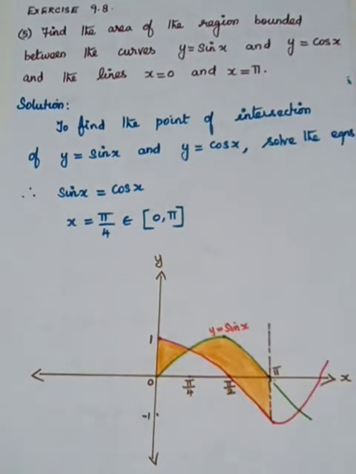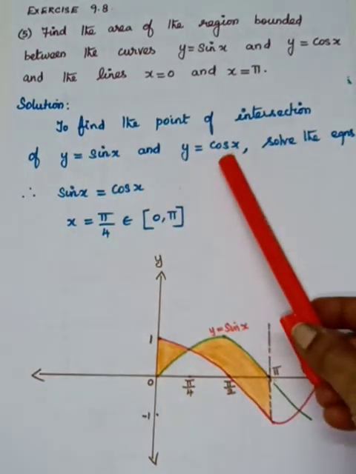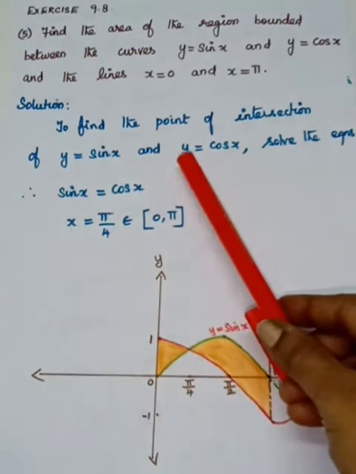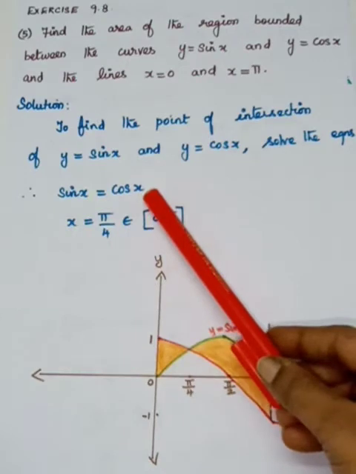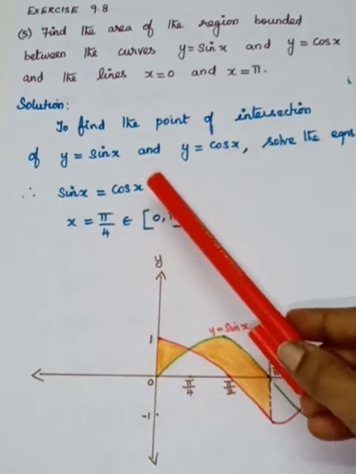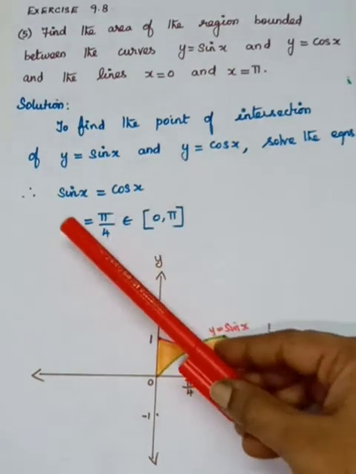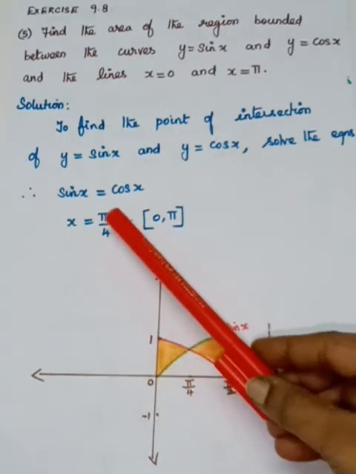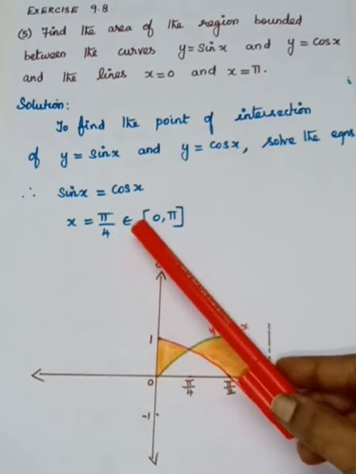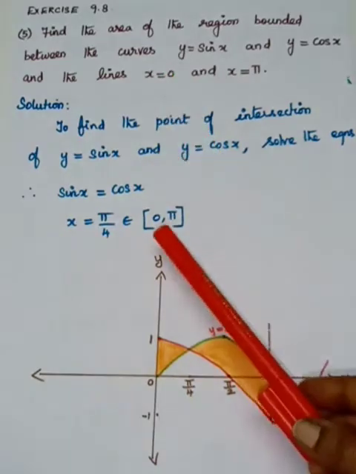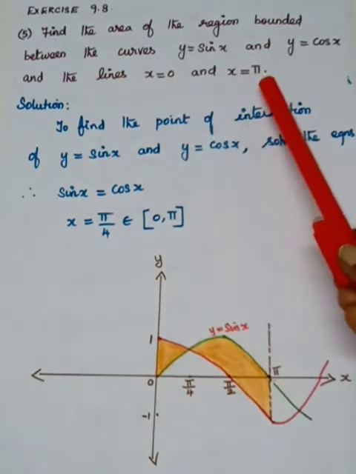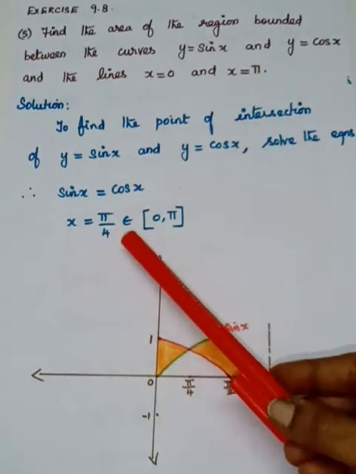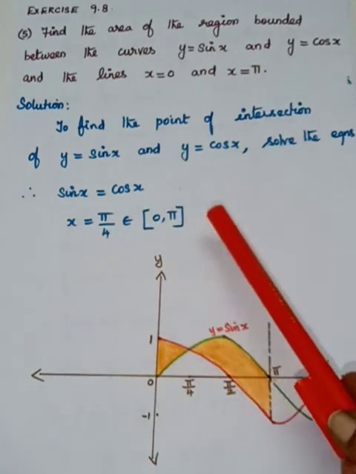So the first step, you have to find the point of intersection. So you have to solve these two equations. Here in the place of y, you are going to substitute sin x. So sin x is equal to cos x. Sin and cos value will be same when x is equal to pi by 4, that is 45 degree. So 45 degree belongs to the interval 0 to pi because our limits vary from x equal to 0 to x equal to pi. Therefore the 45 degree belongs to the closed interval 0 comma pi.